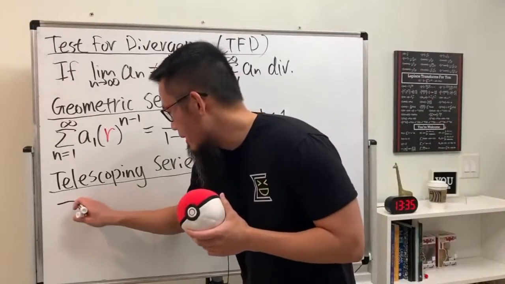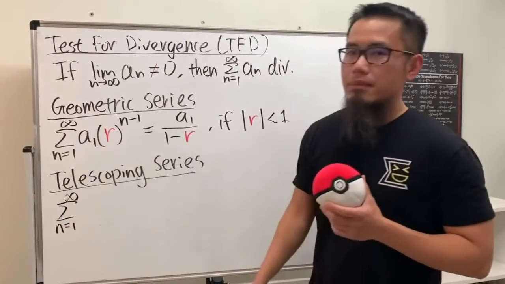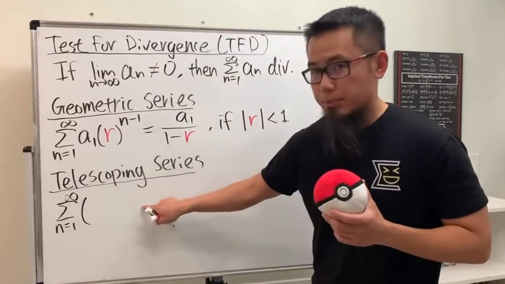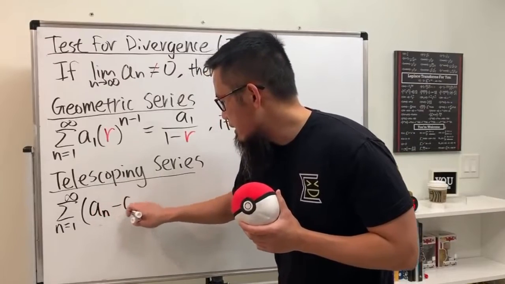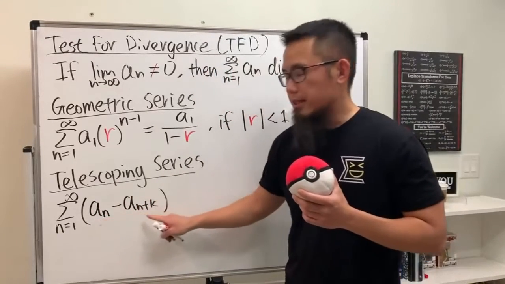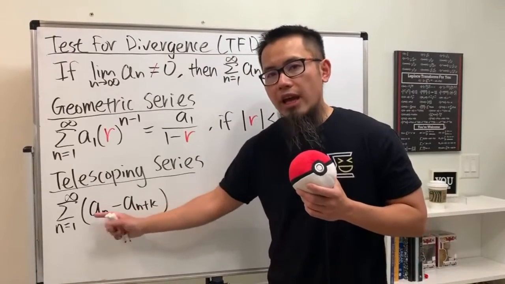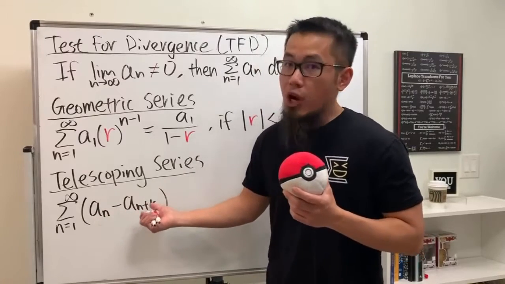But this right here, it also has a special form. This is when n is equal to 1 to infinity. Keep this in mind. If you can somehow simplify the expression right here, and if you can make it into an minus an plus k. And what I mean by this is that you have one term minus the other, and they are of the same kind, but they are just off by some terms.